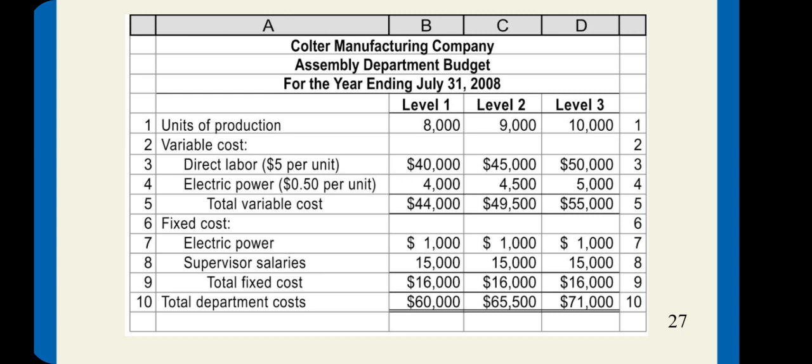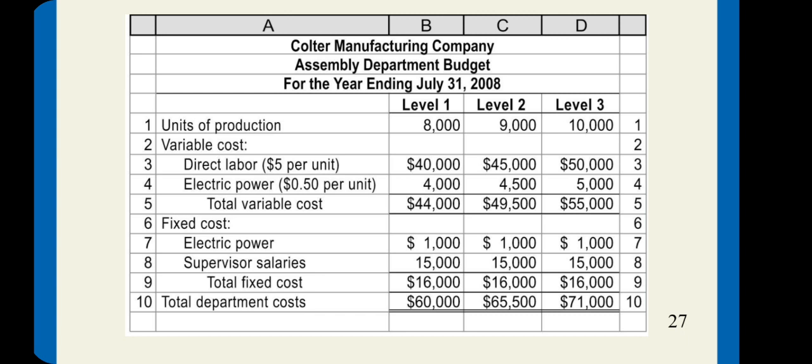When a business uses a flexible budget, the business has to divide the cost into variable cost and fixed cost. You can see in the second column a list of variable costs and a list of fixed costs. For example, the variable cost is direct labor, $5 per unit, and electricity, 50 cents per unit. So at level 1, direct labor is $5 per unit times 8,000 units, equal to $40,000 budgeted cost. Electricity is 50 cents per unit times 8,000 units, so the budgeted electricity cost is $4,000.